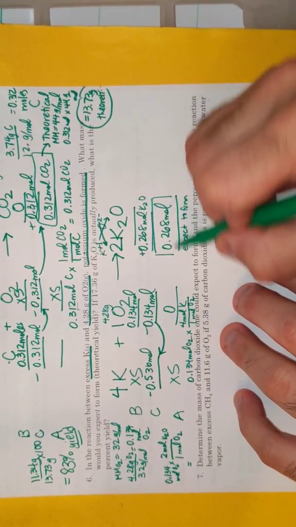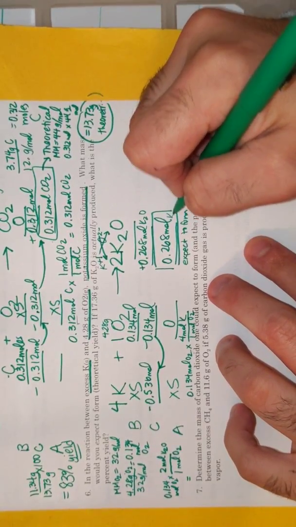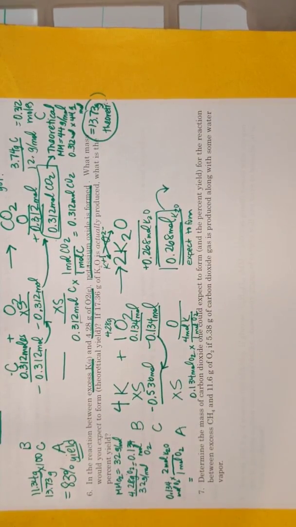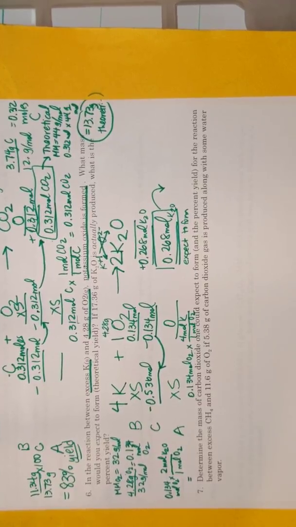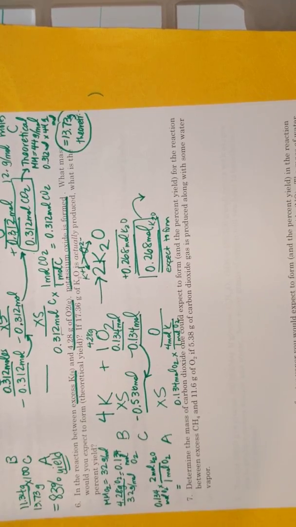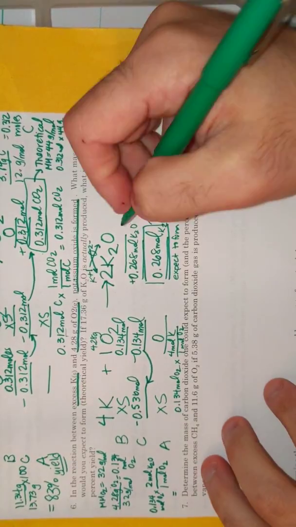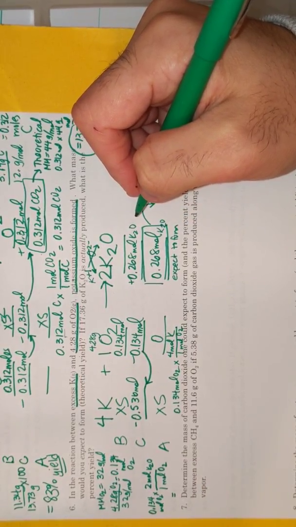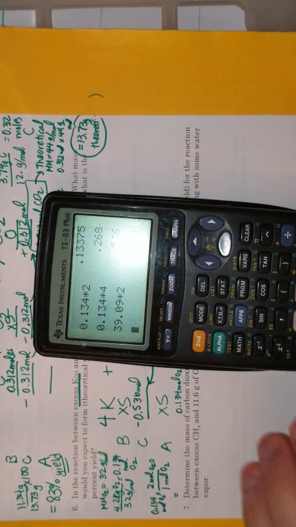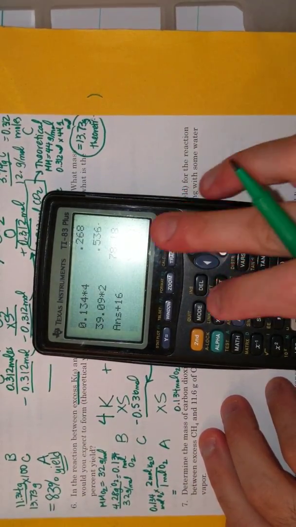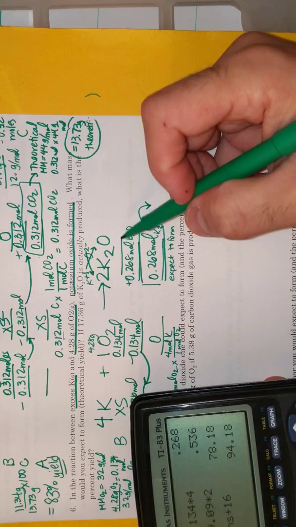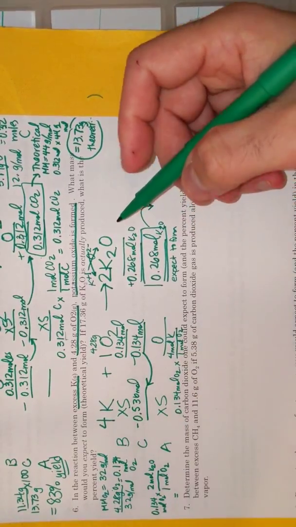So now I expect to get 0.268 moles of K2O. To convert that to grams, I need the molar mass of K2O. K has a molar mass of about 40, I believe, so K, no, 39.09. There are two Ks, so I'm going to do the math: 39.09 times 2. There are the two Ks, and there's 1 O, so 16. The molar mass is 94.18. The way that I get the molar mass of K2O is by adding up all the masses. There are two Ks and 1 O.